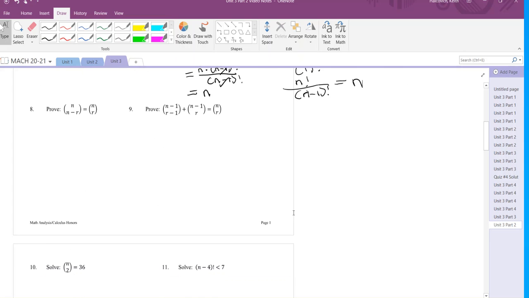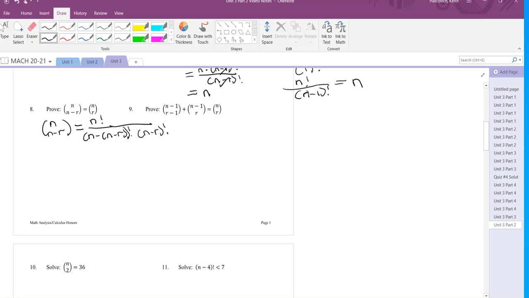All right, so some proofs here with these binomial coefficients. We have n choose (n minus r) equals n choose r. So now remember, whenever you're doing a proof, whichever side you're going to start with, you're going to write again. So I'm going to start with the left. So n choose (n minus r) equals, and I'm going to define that. So it's going to be n factorial over (n minus (n minus r)) factorial times (n minus r) factorial.